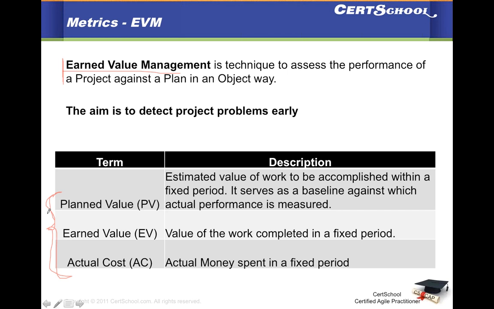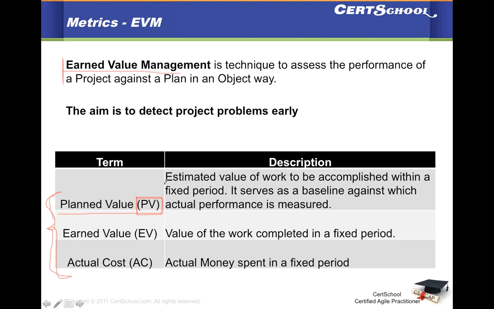So the EVM that we're talking about here is Agile EVM. But the terms, the input parameters, they're almost the same. So the first one is planned value, or PV. Those of you who are planning to take the Agile certification from PMI, they use short forms.